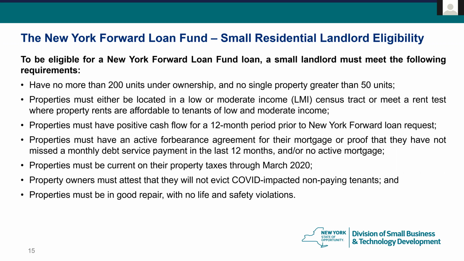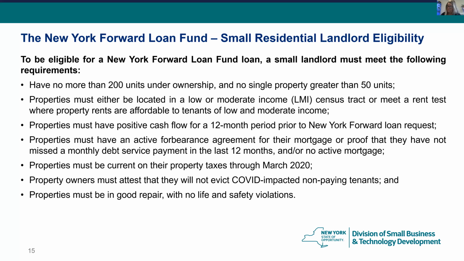where they're located. So properties should have a positive cash flow for a 12-month period prior to the New York Forward Loan Fund request. Properties need to either be in an active forbearance, which means that your current lender, if you have a mortgage, recognizes that you're having a hard time paying right now and is adding your mortgage payments to the end of your loan. They're not actively collecting your mortgage payments. That's acceptable. Or proof that you have not missed a monthly debt service payment for the last 12 months. Or, of course, you can have no active mortgage.